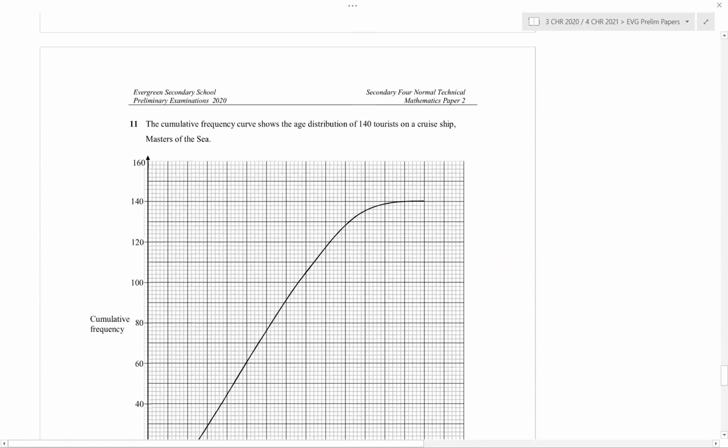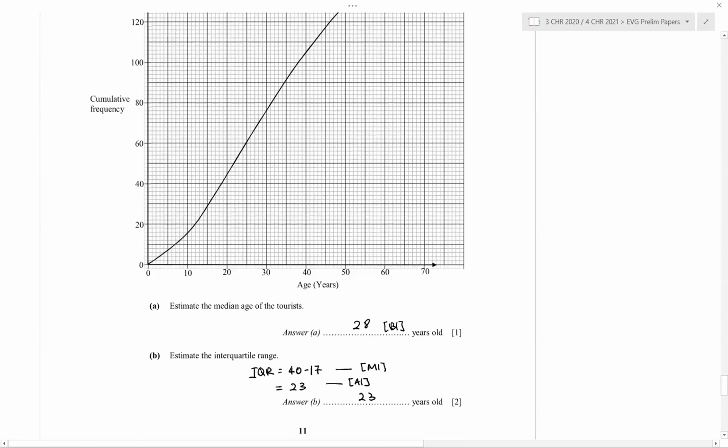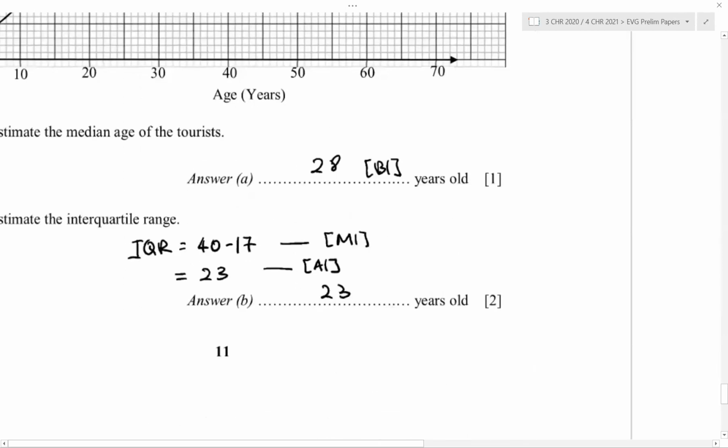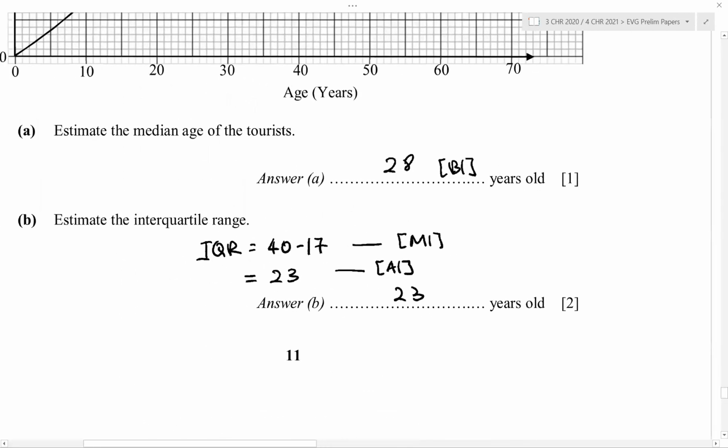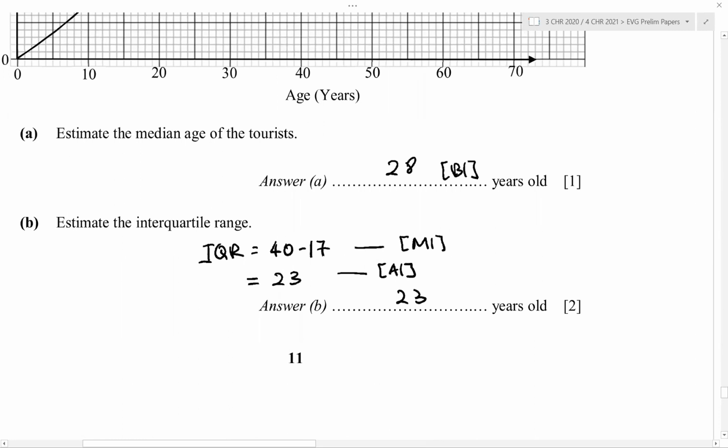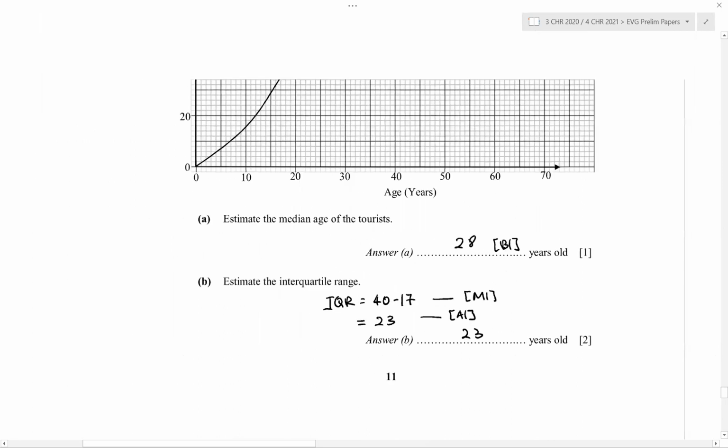Okay, 140 tourists. Median age. Okay, check answer. Median and interquartile range. Which part? Understand? Need help? Why 160? What do you get? 31.5?